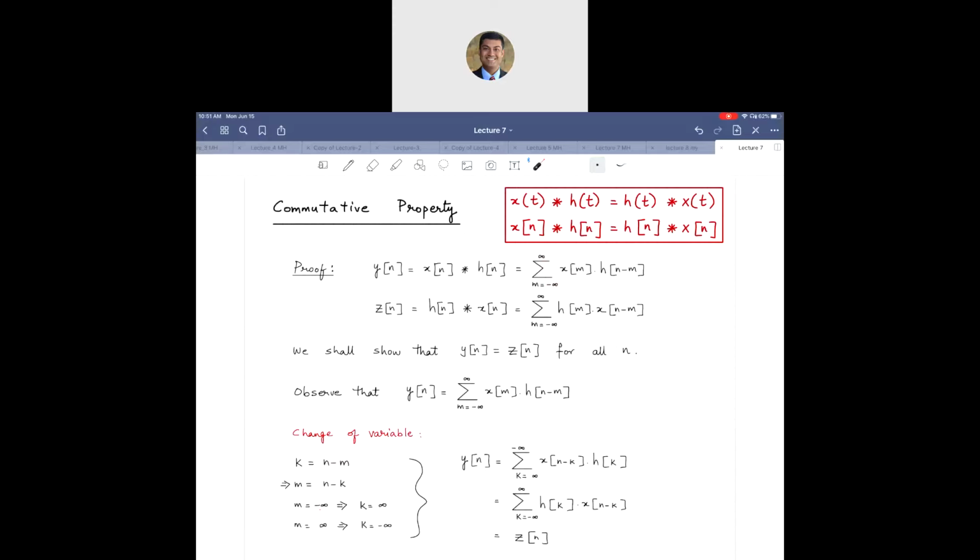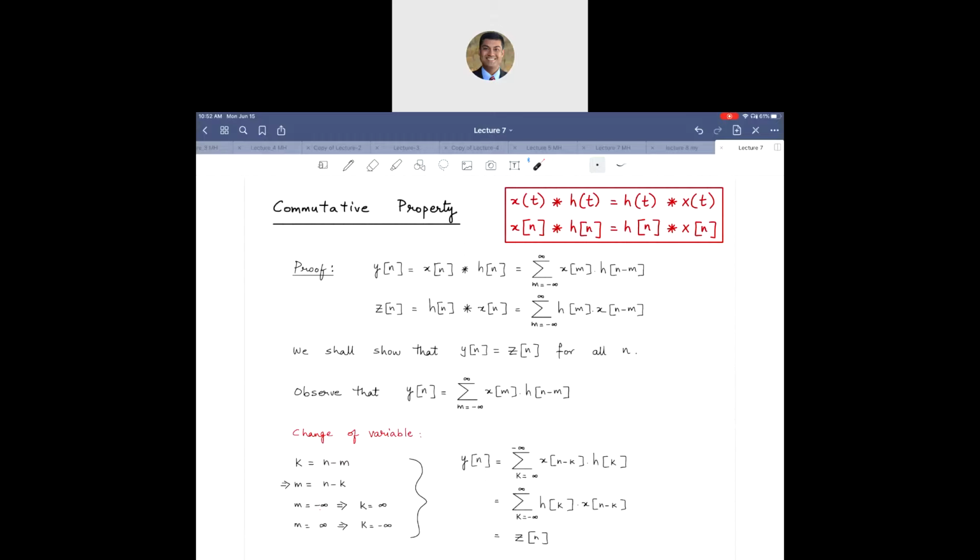Now let us define z as another discrete sequence, which is h convolved with x. So the reverse order. In this case, we still have the summation m equals negative infinity to infinity. Now, because we are putting h up front, we have h of m multiplied by x of n minus m. Our goal will be to show that y of n and z of n are the same for all n. And if we do that, we have proved that convolution is commutative, at least for the discrete case.